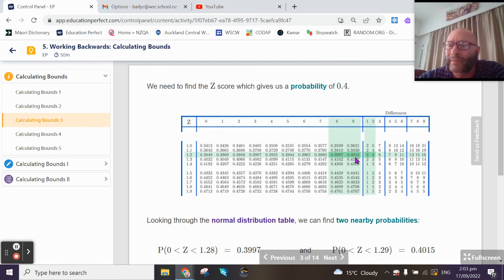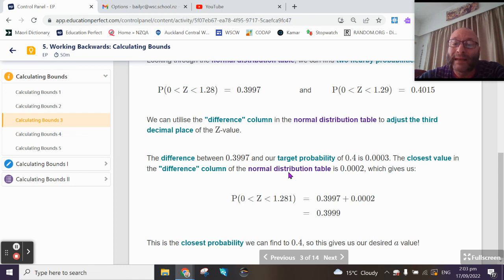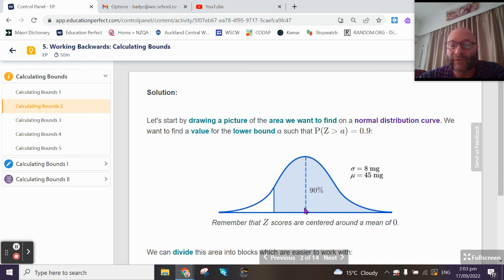That's really close. That's too big. So this 0.3997, I would want to add a 3 to the 97. Well, this 2 is as close as I can get. So we've got this score here, which is 1.28, and that 2 makes it 1.281. Okay, 1.281 is the z-score that has a probability as close as we can get to 0.4, which was, again, the 40% of the values from 0 down to that z-score.